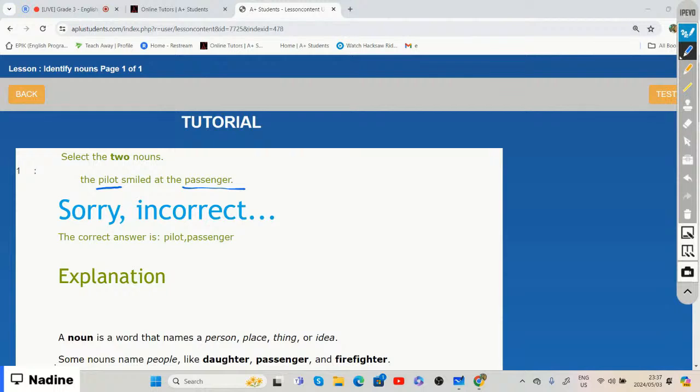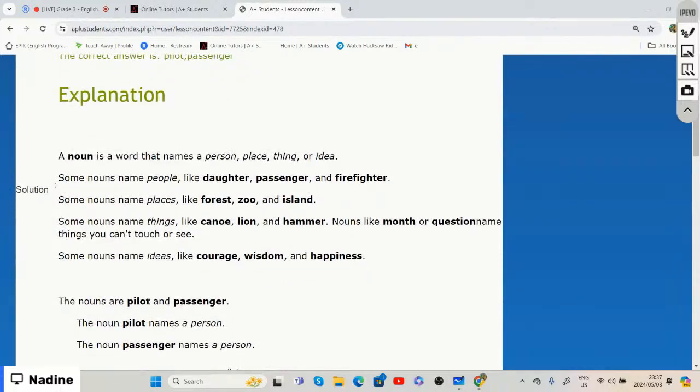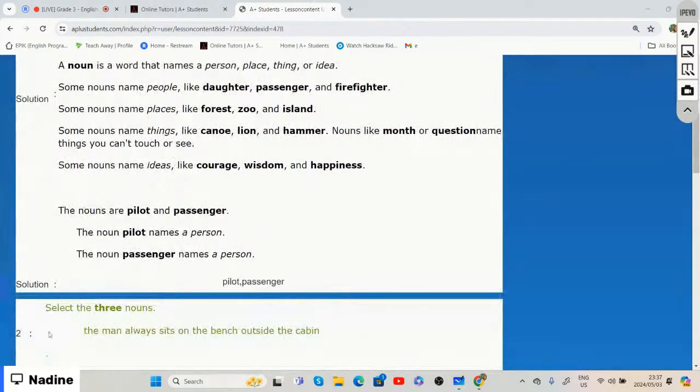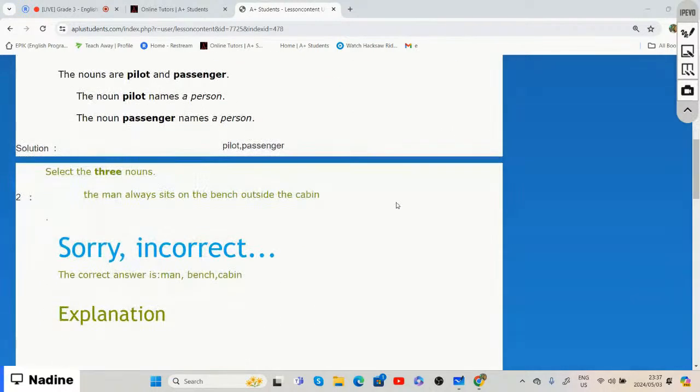All right, so pilot and passenger, we would say that is our nouns. All right, now we're moving on. So yes, here it says a pilot names a person as well as a passenger names a person. So well done. The man always sits on the bench outside the cabin.